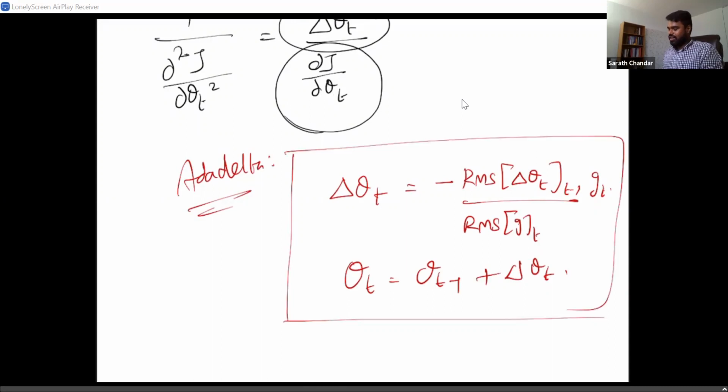This is just a simple modification to RMSProp. In regular RMSProp you would have just this term in the numerator, and I think I am missing the eta, so you should also have eta. In regular RMSProp you just had the numerator RMS. Now we also have the denominator RMS to correct the units. This is AdaDelta.